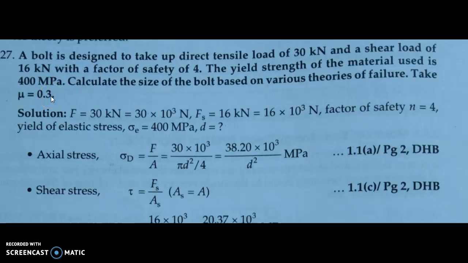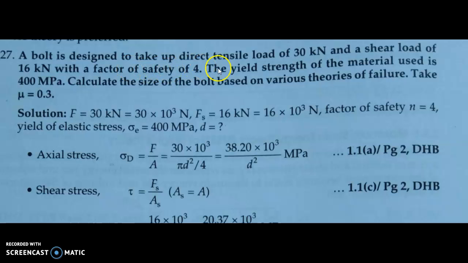So in this question the direct tensile force is given, that is 30 kilonewton. We have to convert this 30 kilonewton into Newton. That means F is equal to 30 kilonewton, that is equal to 30 into 10 raised to 3 Newton. Then shear load is given, that is 16 kilonewton. We can write it as Fs, that is equal to 16 into 10 raised to 3 Newton.